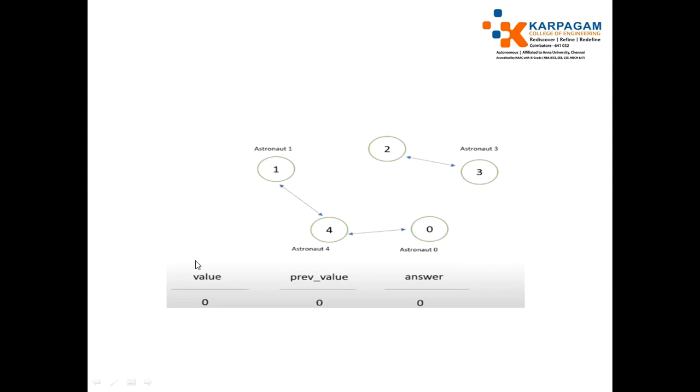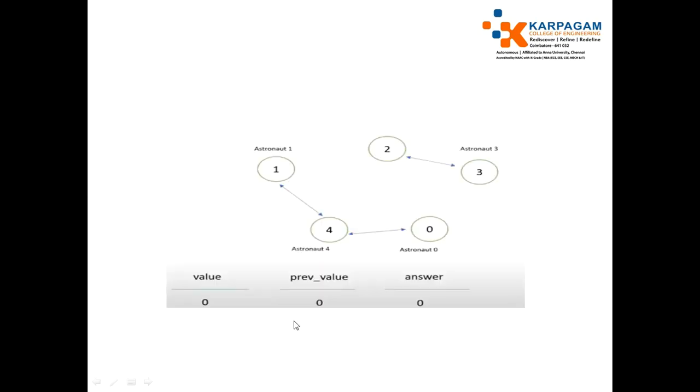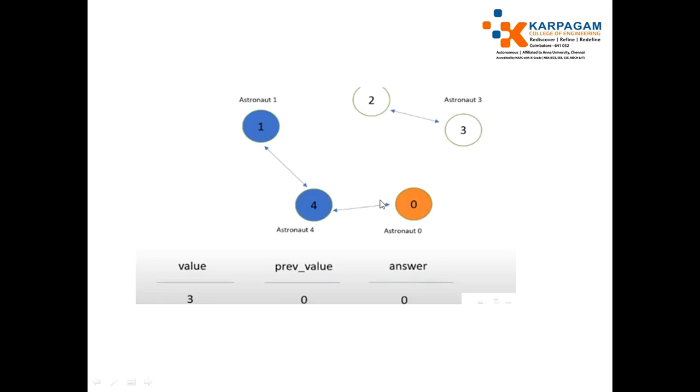Now I have an updation of values: value, previous value, and answer. These are all the values to be updated. As you know, old answer plus sum of old value into new value gives the new answer. Initially you go with one particular node and explore it. As it is the first node you are taking up, your value changes to 1. When I go to an adjacent unvisited node, possibly 4, the value updates to 2. Similarly, when I go to the third node, possibly astronaut 0, my value becomes 3. There is no change in the previous value and answer.